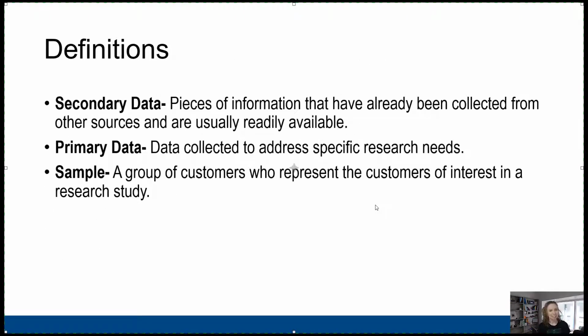Here are the definitions. Secondary data are pieces of information that have already been collected from other sources or yourself in the past and are usually readily available. Primary data are data collected to address specific research needs in the now. A sample is a group of customers who represent the customers of interest in a research study.